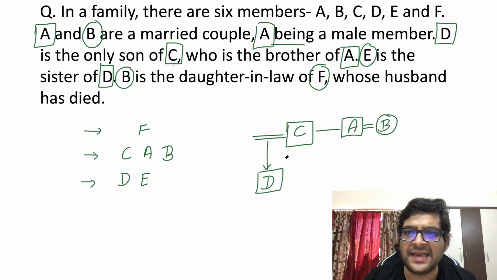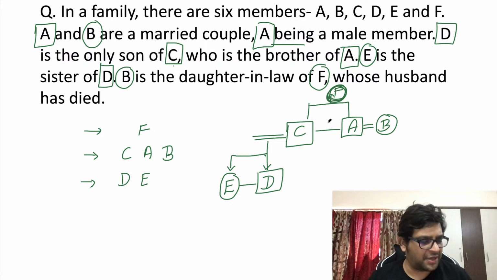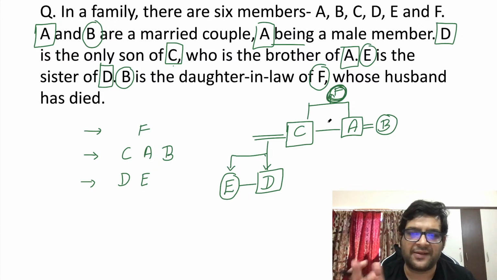We also know E is the sister of D. So C has two children, D and E. E is the sister of D. So E comes here. Then B is the daughter-in-law of F. So that means F is the mother, whose husband is not there. Are you okay with this diagram? F has two children, A and C.